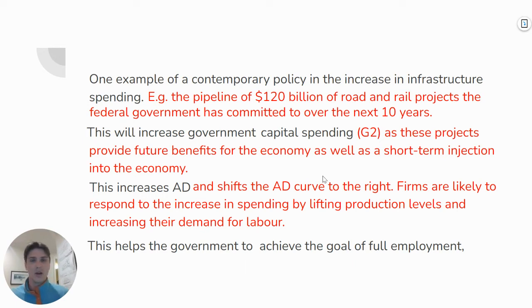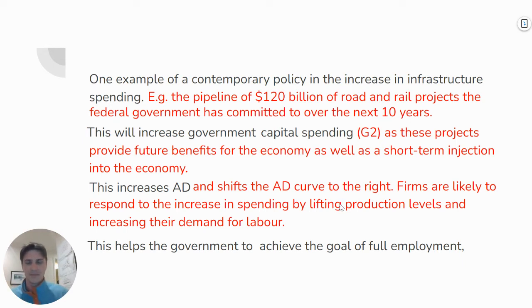So businesses are going to notice, particularly infrastructure businesses, building businesses, engineering businesses, hey, there's more spending in the economy, but lots of other businesses as well. And they're going to lift production. They're going to produce more to meet that spending. When they do that, they need more labor, so it increases their demand for labor. You could probably say derived demand for labor there. That's a bit more impressive.